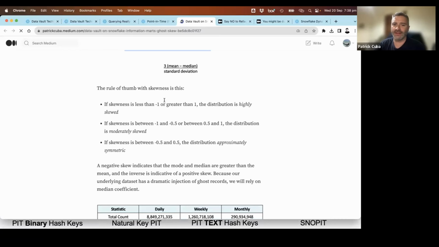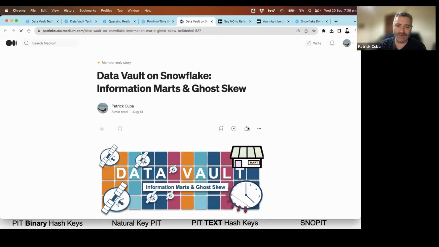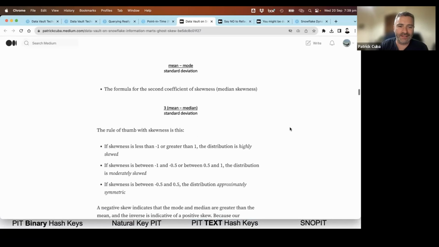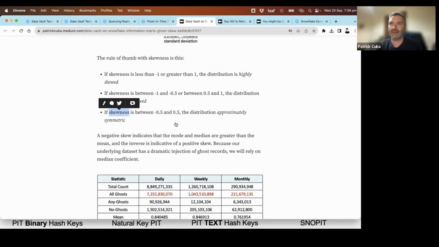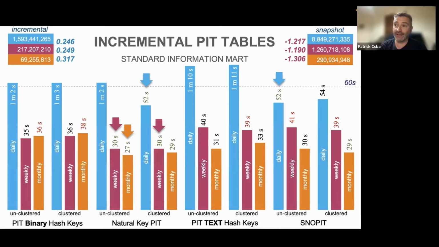And what those numbers would tell you, I'll switch back shortly, is that if the calculated skew is greater than one or less than minus one, then we have highly skewed data, right? If it's between minus one and 0.5, then it's moderately skewed. And if it's between 0.5 and minus 0.5, we've got sort of an even bell curve to our skewness, right? So switch back. On the right-hand side, we got a lot of skew. On the left-hand side, we got moderately skewed, or almost an even bell curve.